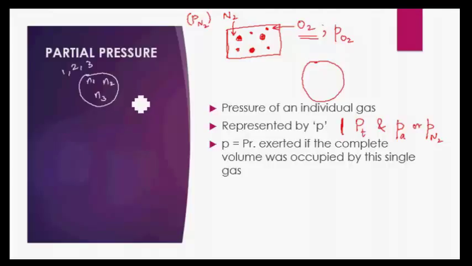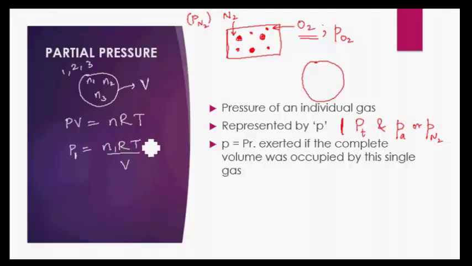So when I have to calculate partial pressure of gas 1, I will completely ignore gas 2 and gas 3. I will assume that this complete container of volume V is occupied by gas 1 only, and then I will calculate the pressure exerted by that gas inside this container. How do I calculate that? Simply by using our equation of state, PV is equal to nRT. So pressure P is equal to nRT by V, where pressure P is the partial pressure of gas 1, so let's represent it with P1. n is number of moles of gas 1, so let's represent it with N1. R is universal gas constant.